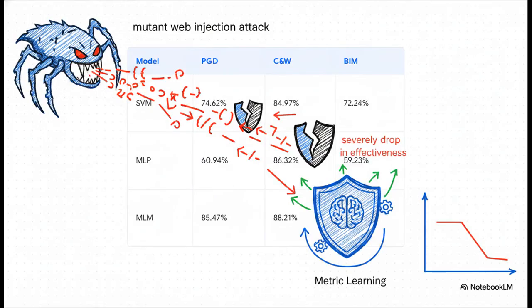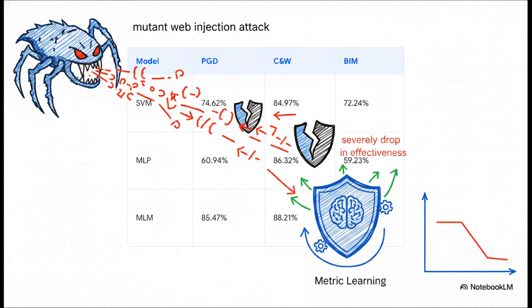Look at what happens when the system is subjected to heavy, targeted adversarial attacks, specifically PGD, Carlini-Wagner, and BIM attacks. The standard baselines like SVM and MLP classifiers just severely drop in effectiveness, plunging down into the 60 and 70% ranges. That means a huge chunk of attacks are slipping right through.